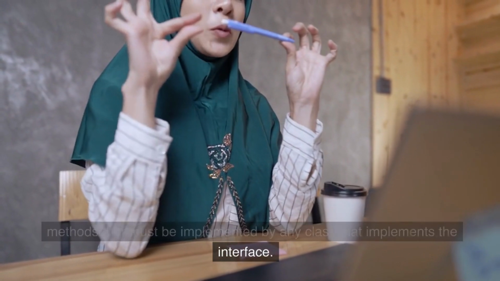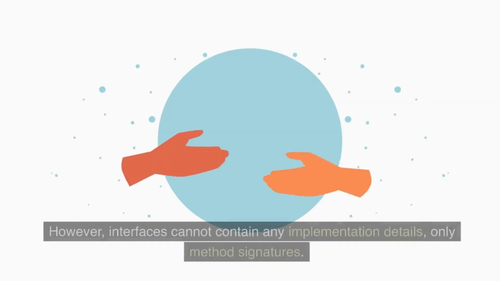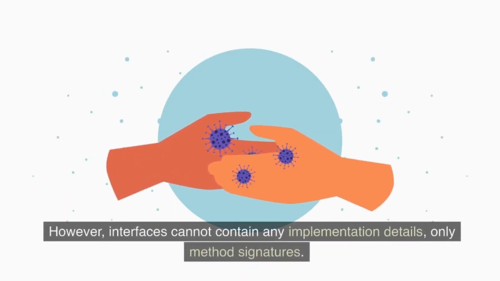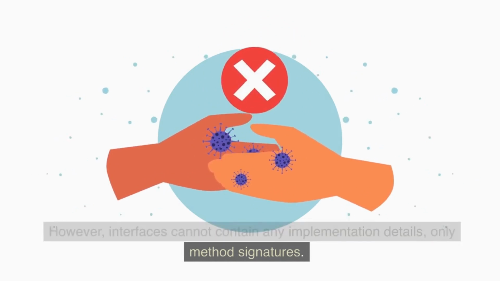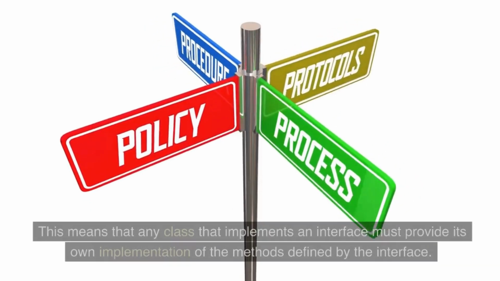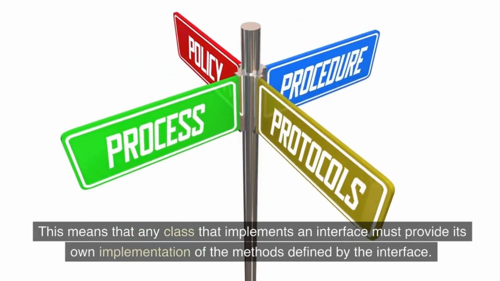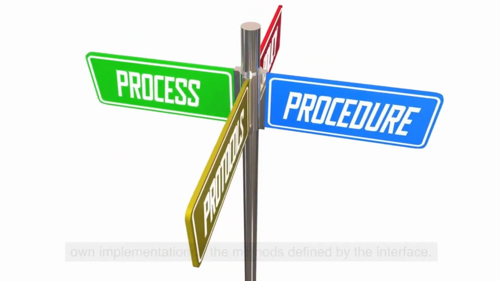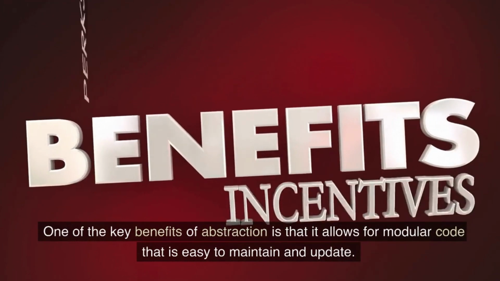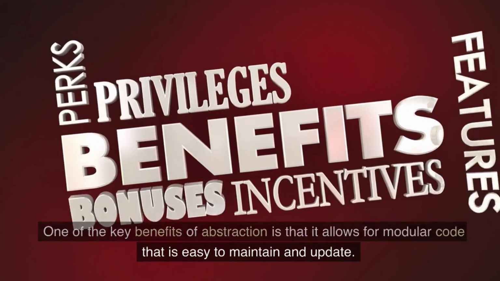Interfaces are similar to abstract classes in that they define a set of methods that must be implemented by any class that implements the interface. However, interfaces cannot contain any implementation details, only method signatures. This means that any class that implements an interface must provide its own implementation of the methods defined by the interface.